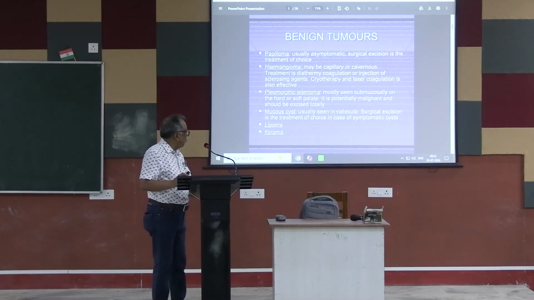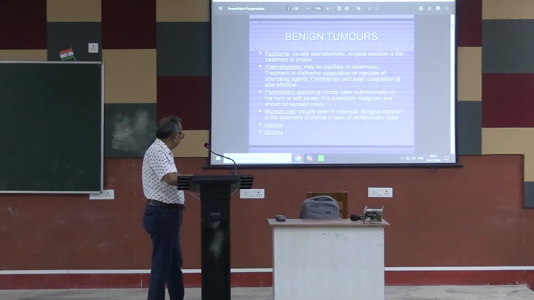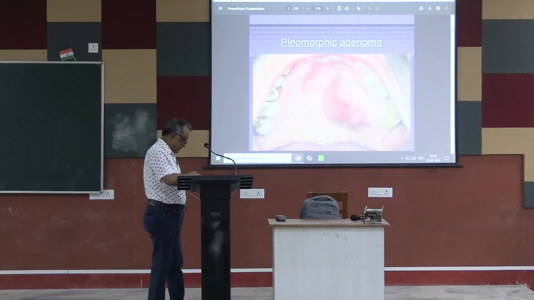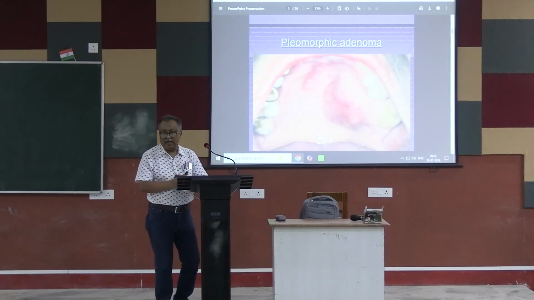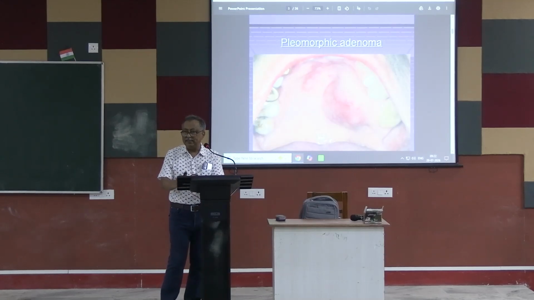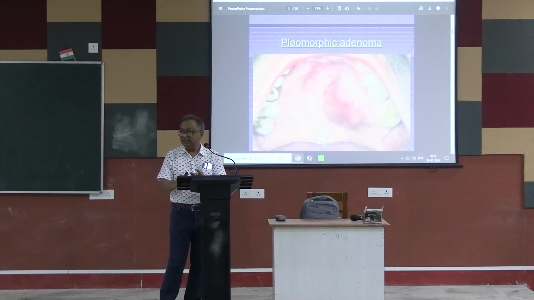Next is the pleomorphic adenoma. Pleomorphic adenoma occurs submucosally in the hard palate. This is a picture of a pleomorphic adenoma in the hard palate. There is a chance of malignancy in the pleomorphic adenoma, and in the hard palate this is very common. So, you excise it broadly.